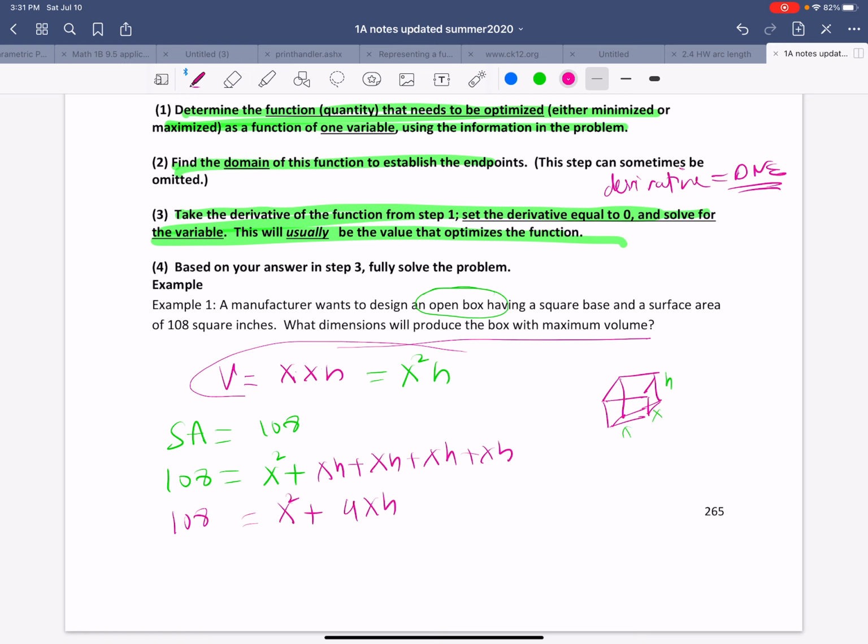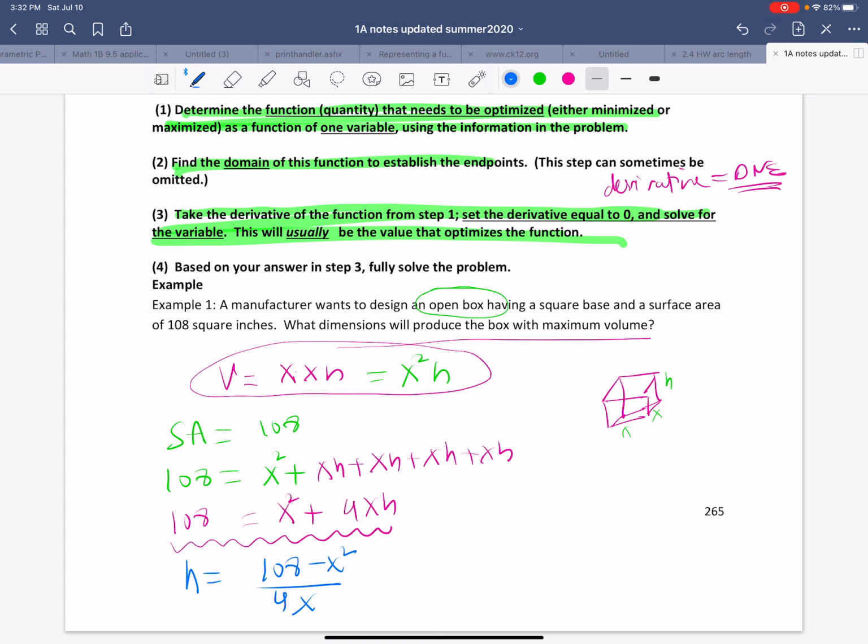We want to maximize the volume. So here we have 2 variables on the right hand side. We want to express one variable in terms of the other. So let's go ahead and solve. From here, it's easy to solve for h. So I'm going to solve for h. h would be 108 minus x squared over 4x. That's going to be h.